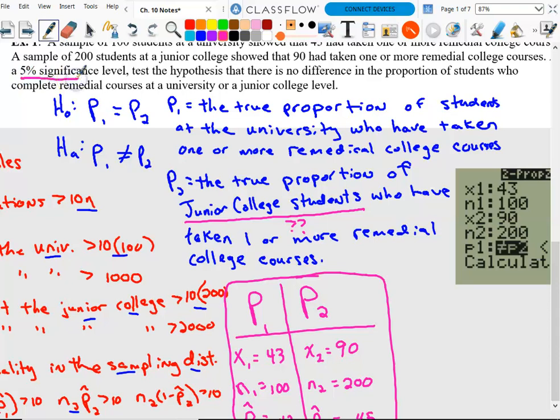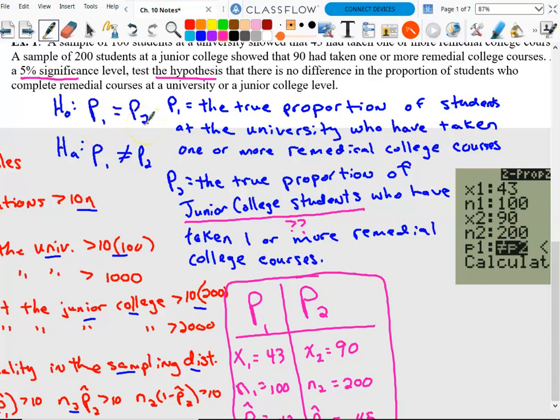They gave me an alpha. They told me to test the hypothesis. Okay. So now, our H0 and Ha in chapter 9 was p equals some number, or p is less than, greater than, or not equal to some number. But because we're talking about finding out if there's a difference between the proportion of JC versus university students, our H0 is going to be p1 equals p2.